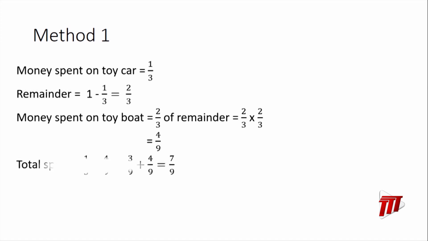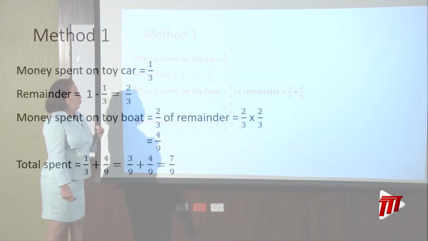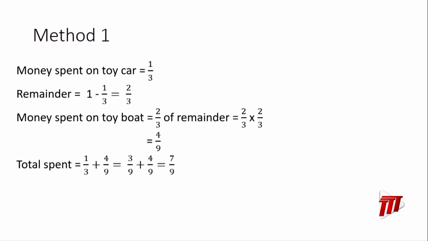So the total amount of money that he spent altogether would be the sum of 1/3 and 4/9. 1/3 could be changed into some number of nines. I'm going to have to multiply the denominator by 3. If I multiply the denominator by 3, I'm going to have to multiply the numerator by 3 as well. So 1/3 is really 3/9. The denominators are now the same, so I simply add the numerators, which gives 7/9. So he has spent 7/9 of his money.